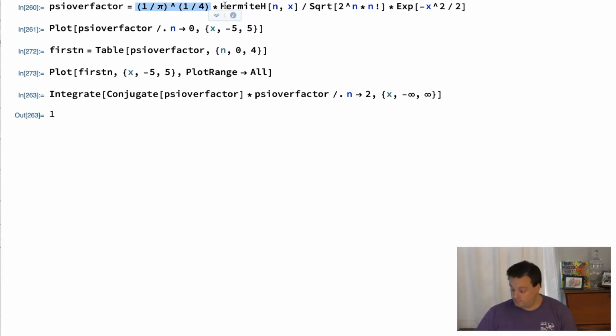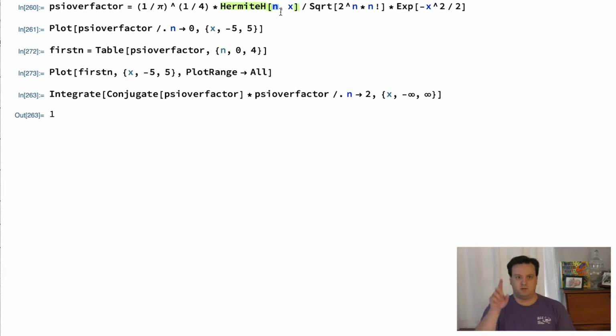just so that I can get these things to normalize correctly. Again, think about it as setting m omega over h bar to 1. The way that Mathematica does the Hermite polynomials is that the first argument in Hermite is the polynomial of order n, right?